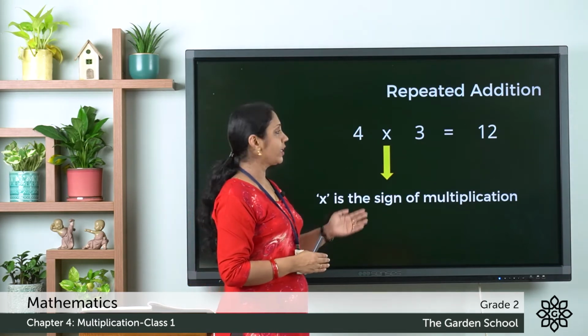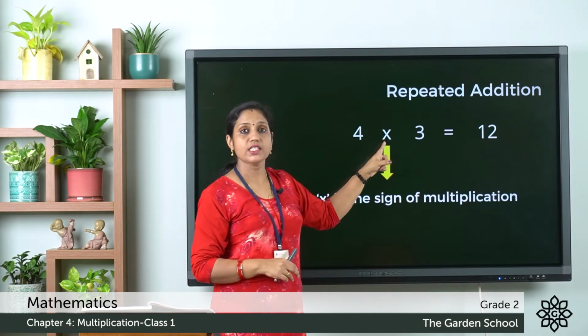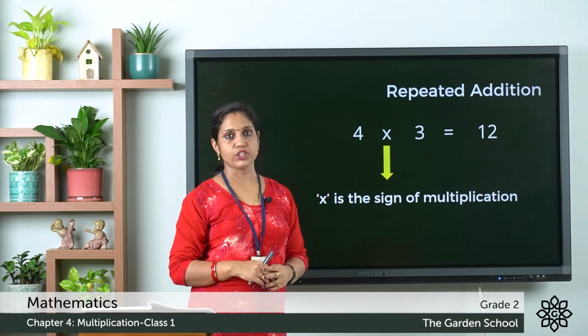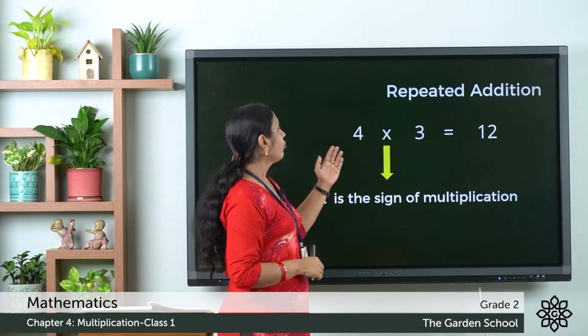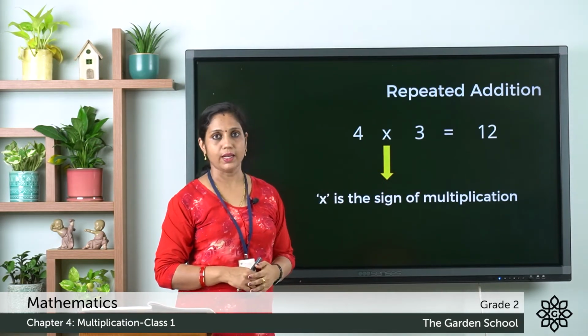And in the multiplication, 4 into 3 is equal to 12, here you can see into, this is the symbol of multiplication, and we read it as 4 into 3. So here this is a multiplication symbol.